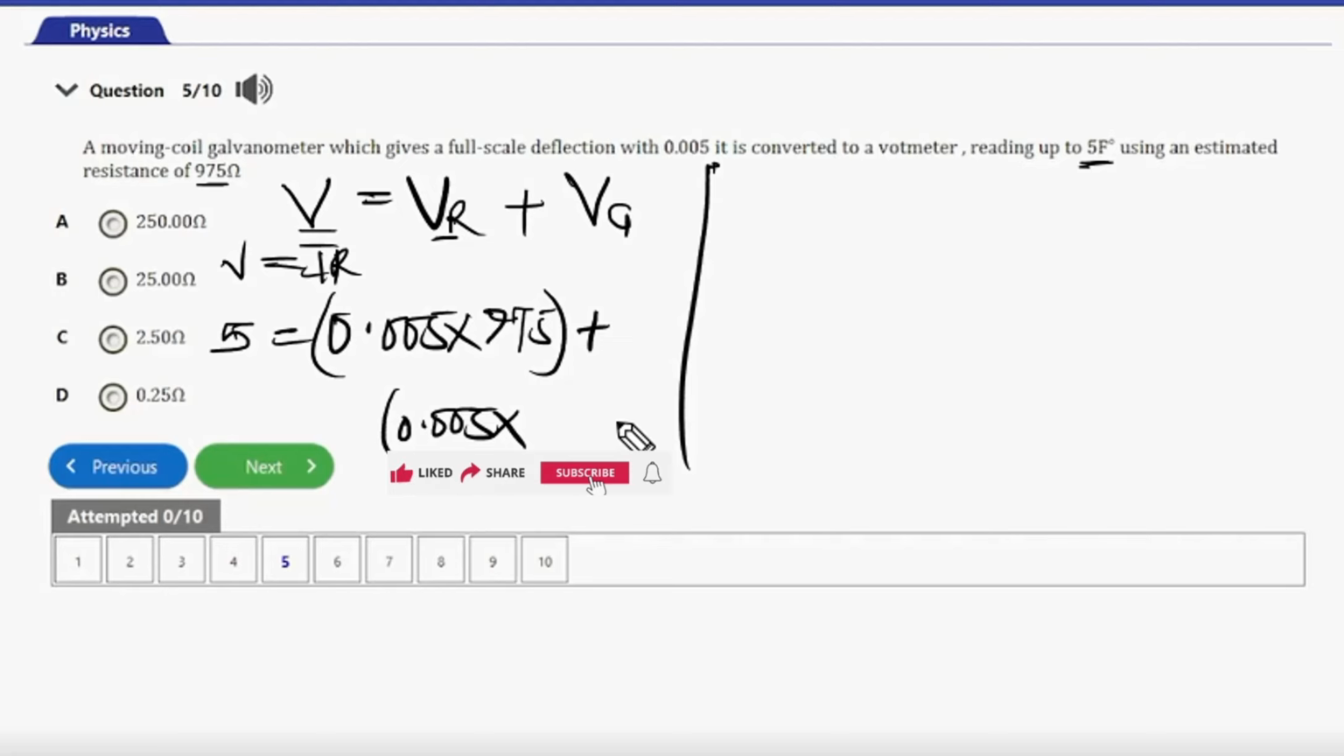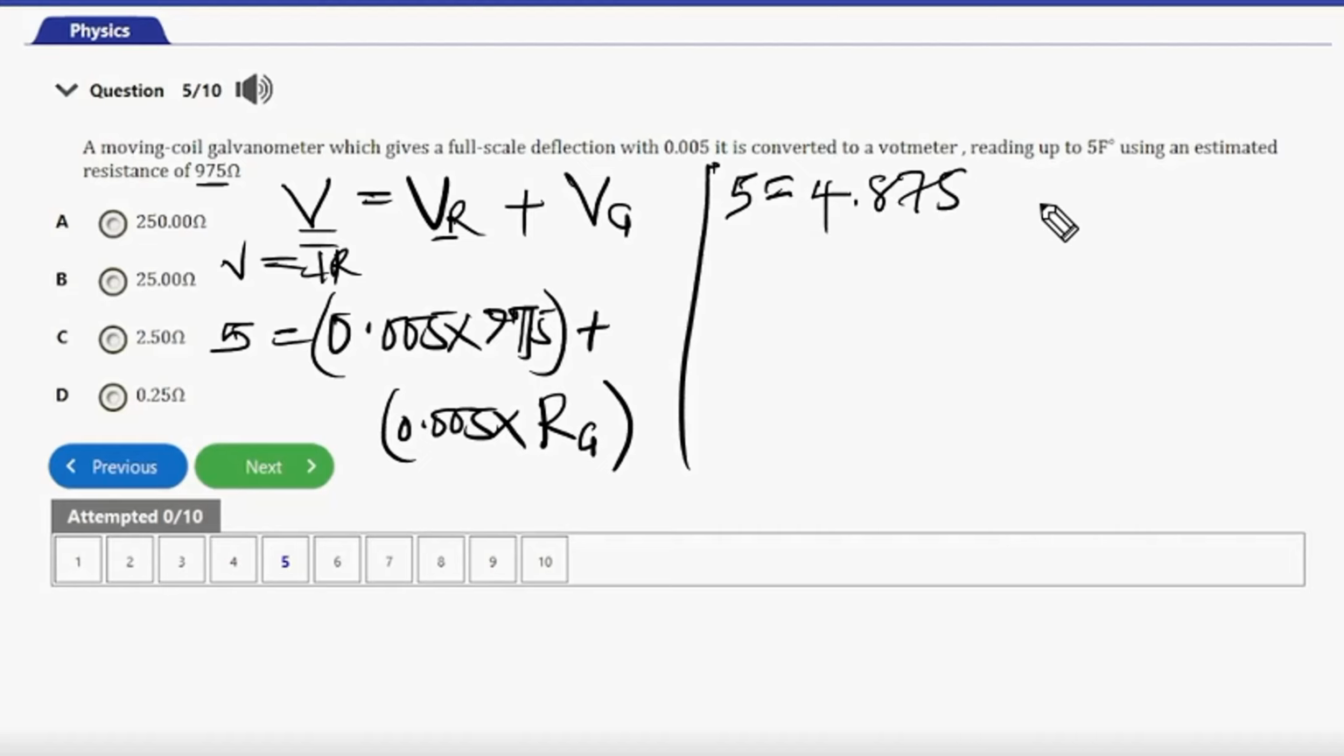So we are going to write it as RG. So in this case, we are going to multiply this out, and then we have this. So let's go ahead and do this here. We have 5 is equal to 0.005 times 975. That will give us 4.875, and then this will be plus 0.005 times RG, the resistance of the galvanometer.